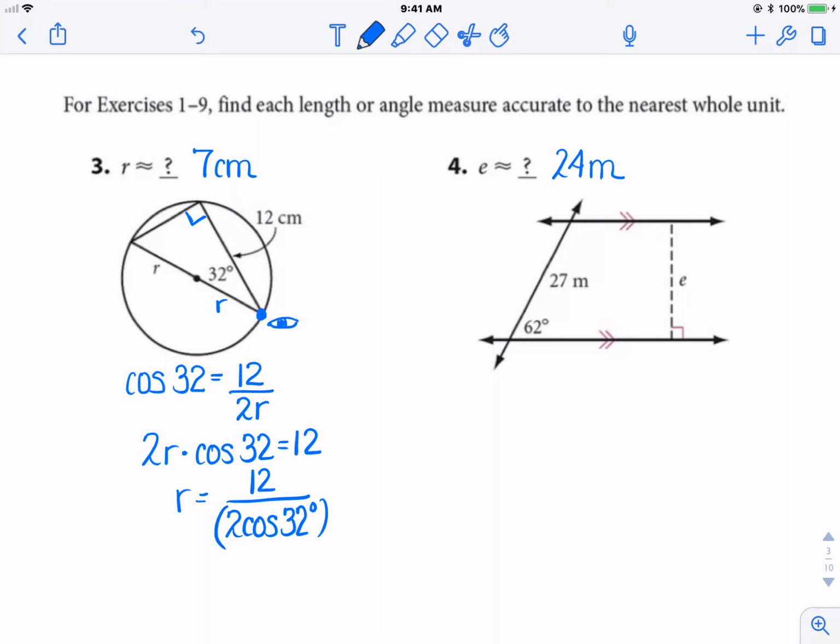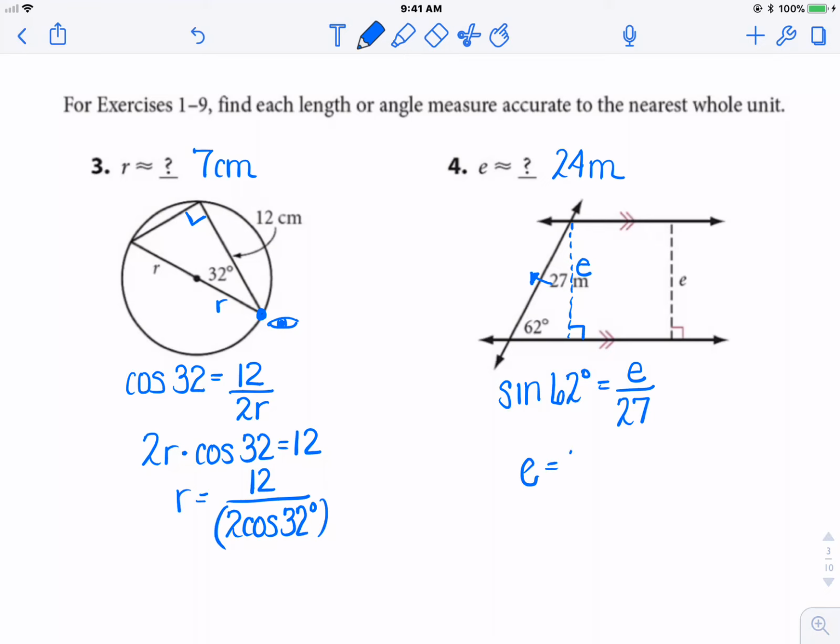In number 4, we can move that altitude that E is representing. We can just slide it over between the parallel lines, and now we have a right triangle. We are knowing the hypotenuse and being interested in that opposite length. So I'd use a sine ratio from that 62-degree angle. Sine of 62 degrees would be my opposite, which is E, compared to my hypotenuse, which is 27.